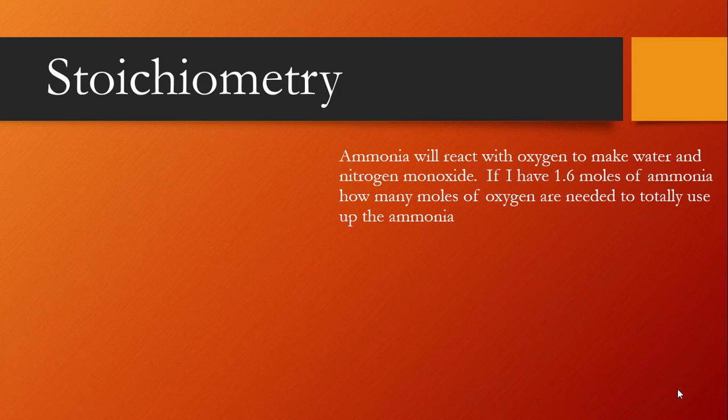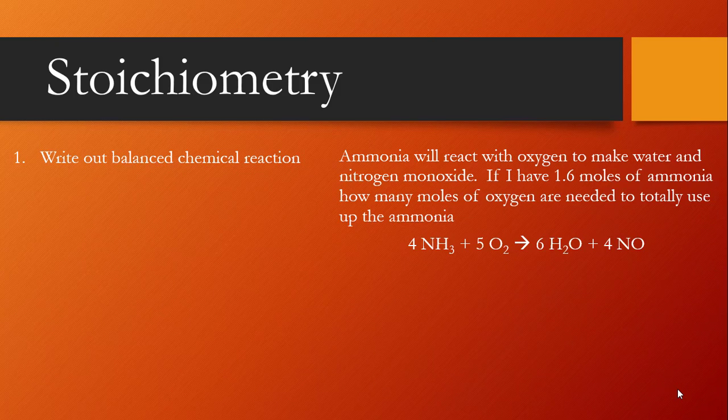Ammonia will react with oxygen. It makes water and nitrogen monoxide. I start with 1.6 moles of ammonia, so how much oxygen is needed to complete the reaction? Follow the steps. Write out the balanced chemical equation. This is the balanced chemical equation.